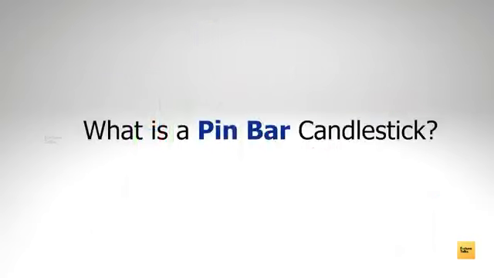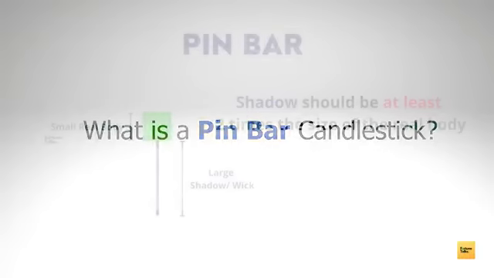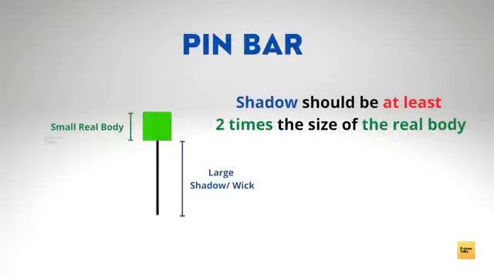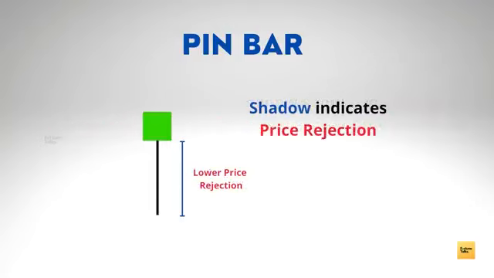So what is a pin bar candlestick pattern? If you remember, a pin bar is a candlestick that has a very large shadow or candlestick wick with a small real body. The shadow of the pin bar is at least 2 times the size of the real body. The tail or the shadow of the pin bar shows the area of the price that was rejected, and the implication is that the price will continue to move opposite to the direction the tail points.